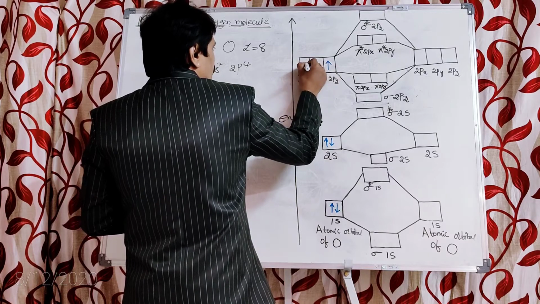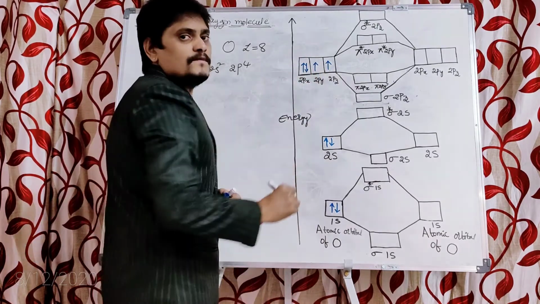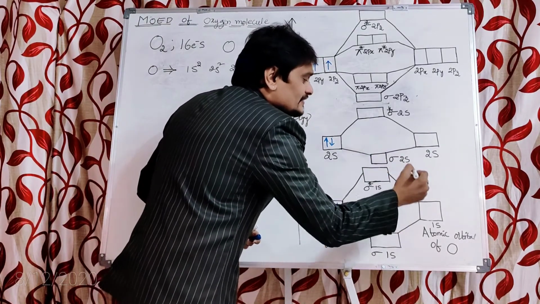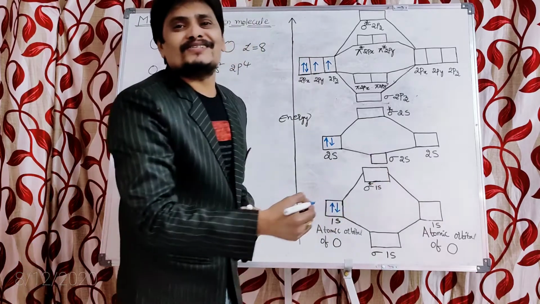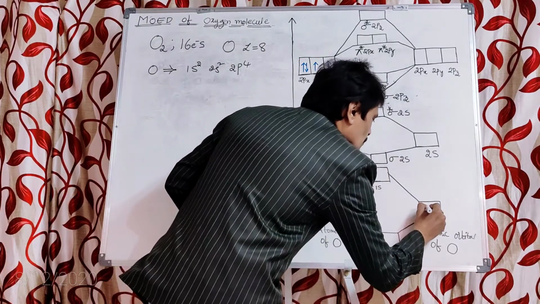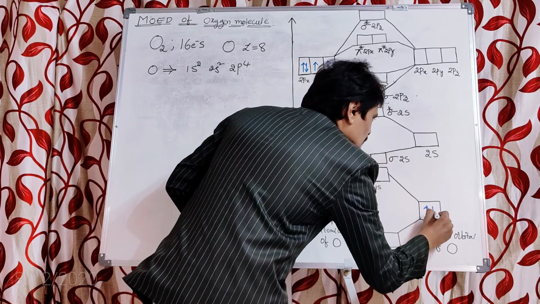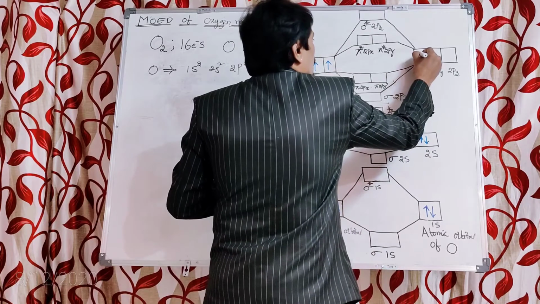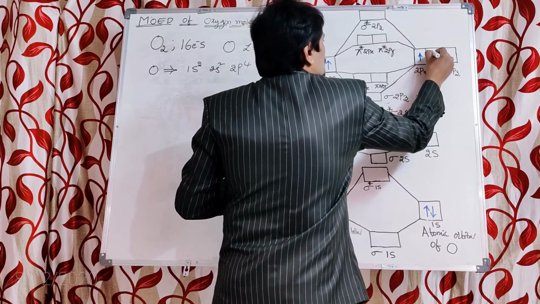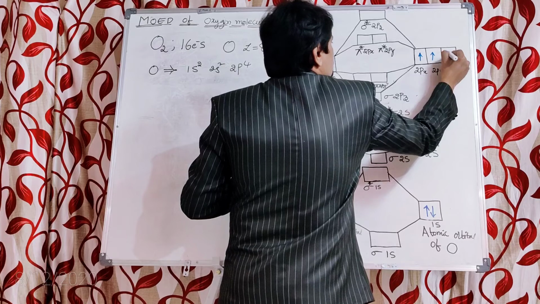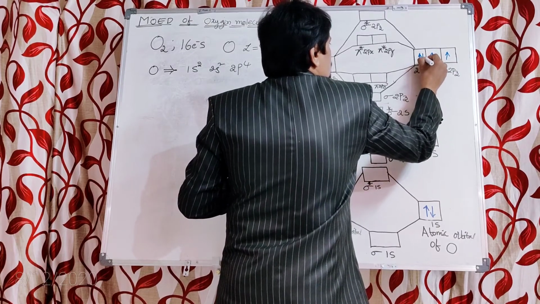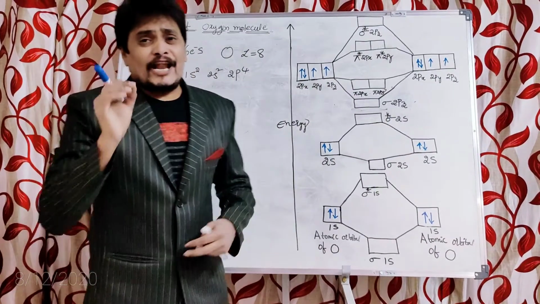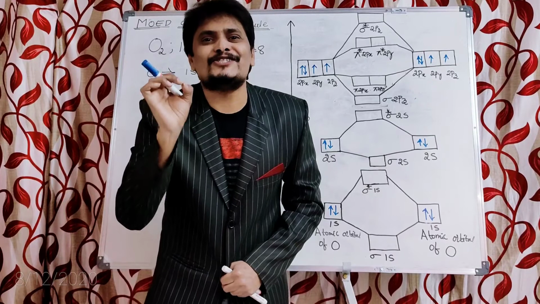1, 2, 3, 4. In a similar fashion, let us fill the electrons in the atomic orbitals of the second oxygen atom. That is 1s2, 2s2, 2p4. 1, 2, 3, 4. Right. Now we have filled the electrons in the atomic orbitals of the two oxygen atoms.